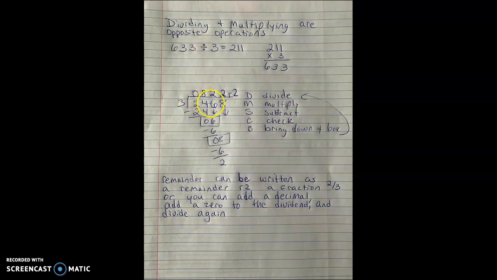I've already used 24, so I'm going to bring down the 6, and I'm going to put it in a box. The reason I put it in a box is so that when I go to my next step, which is to divide again, I know that I'm dividing what's in the box by 3. So I'm counting by 3s until I get close to 6. So I get 2. And again, I multiply, and I get 6. I subtract, I get 0. I check, 0 has to be smaller than 3, which it is.